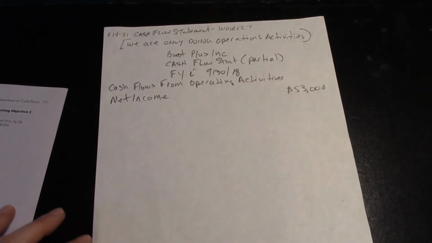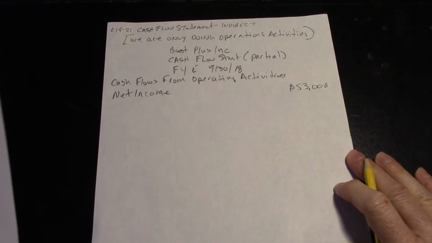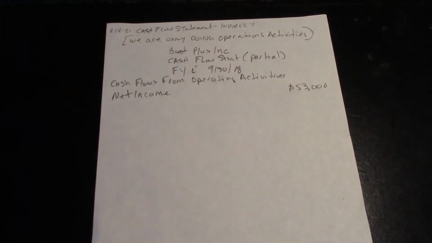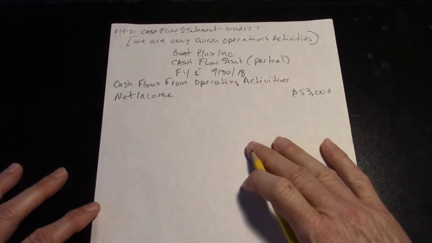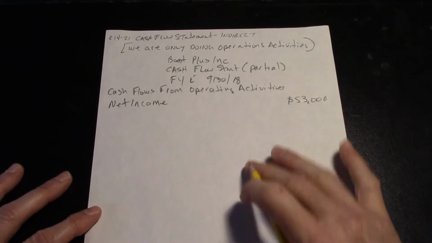And that's why this is called the indirect method, because we add and subtract from net income to come up with the cash flow. All right, and then of course you have to do your adjustments, right? So we're just going to say adjustments to reconcile net income to net cash.